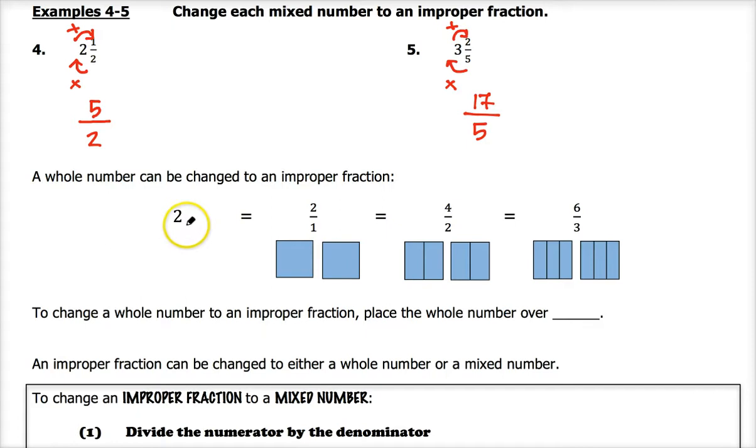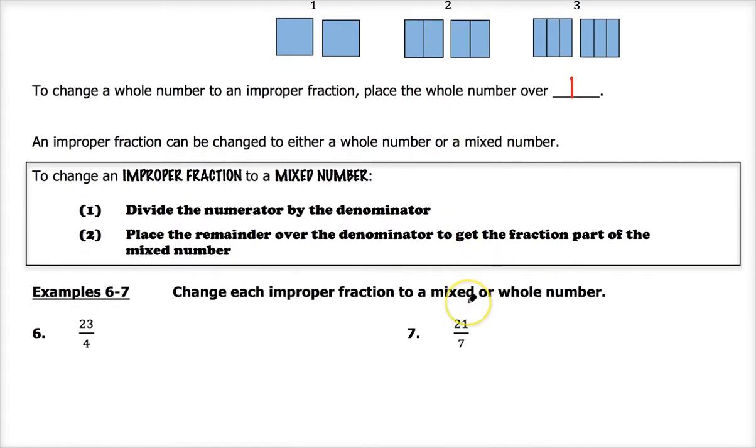We can also change whole numbers to improper fractions. 2, I can rewrite as 2 over 1, which is also equivalent to 4 over 2, which is also equivalent to 6 over 3, if you look at these diagrams here. To change a whole number to an improper fraction, the simplest way to do that is to place the whole number over 1.